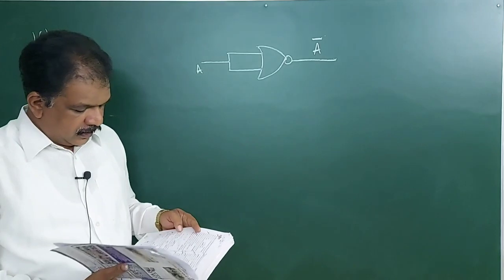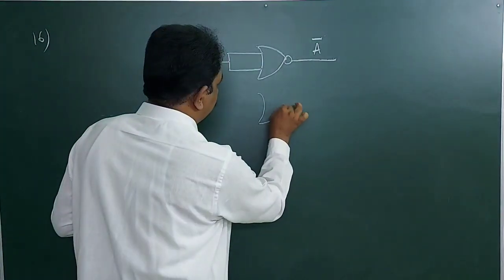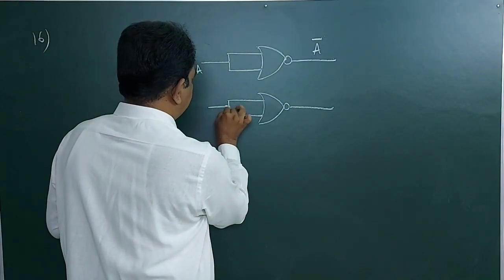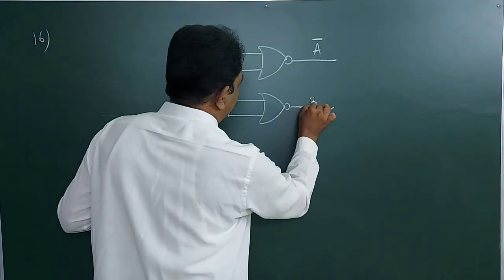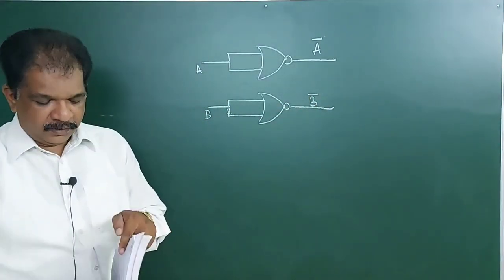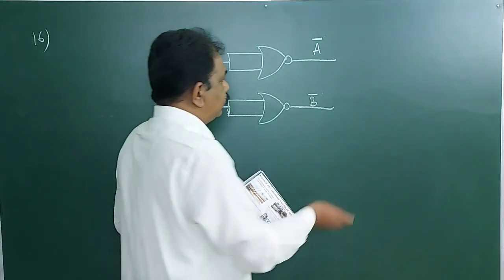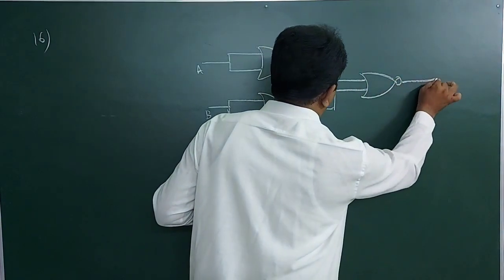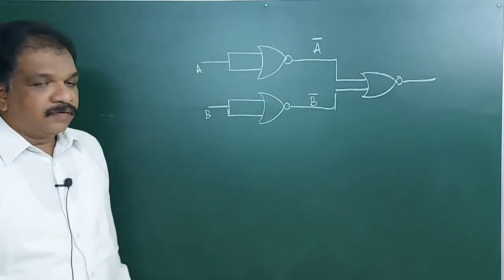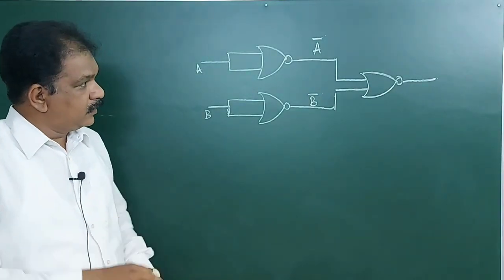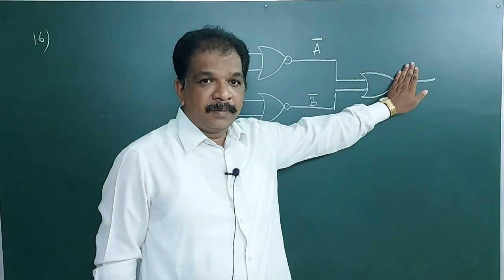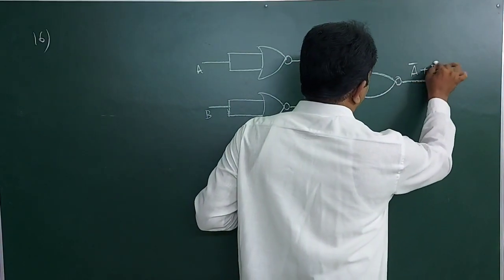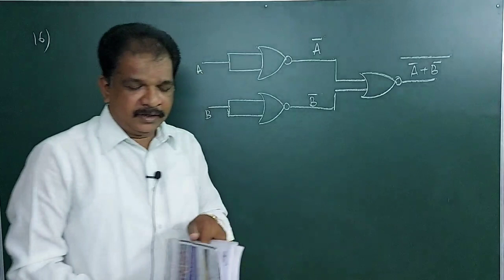Understanding? Next, another one. This is also a NOR gate. Both inputs are B, so it will be B bar. These two are applied to one more NOR gate. Then what we will get? If it is an OR gate, A bar plus B bar. Because it is a NOR gate, A bar plus B bar whole bar we will get.